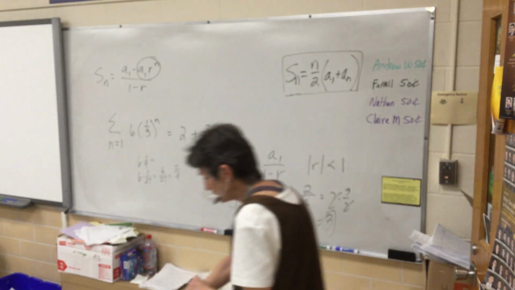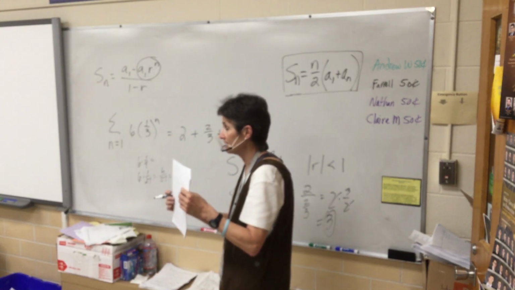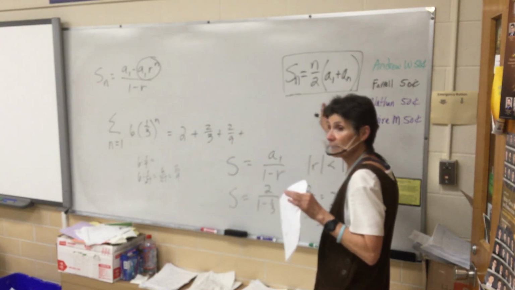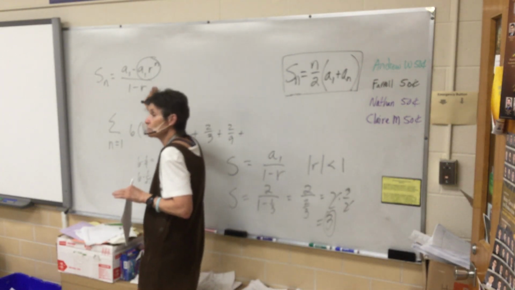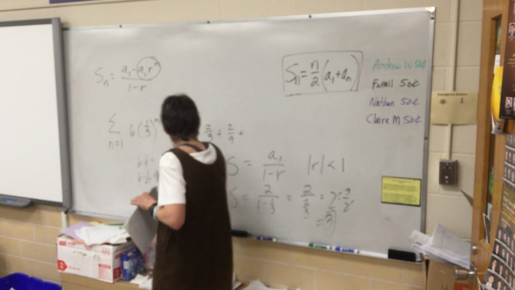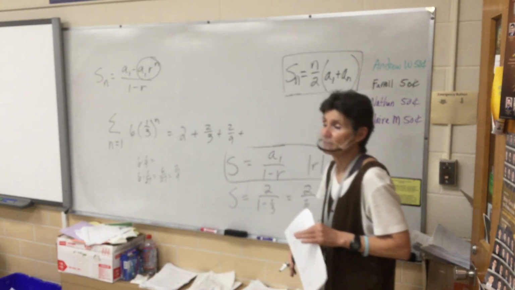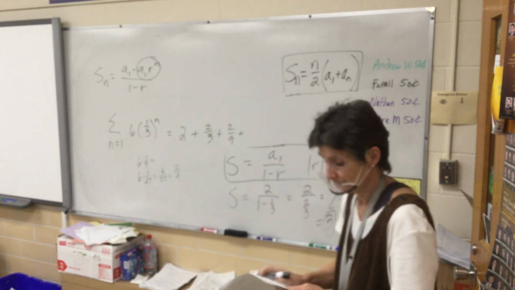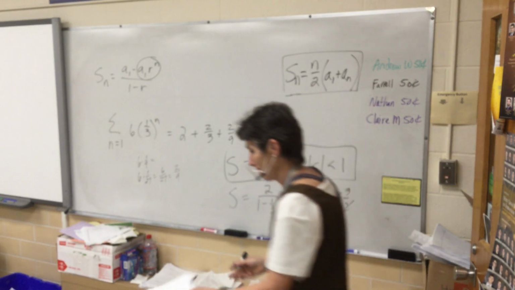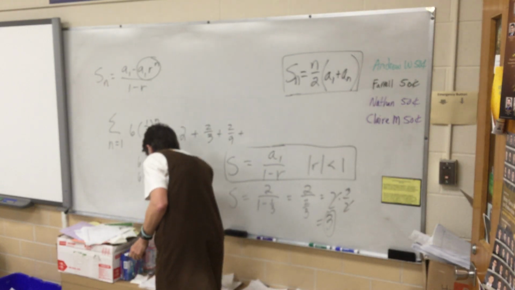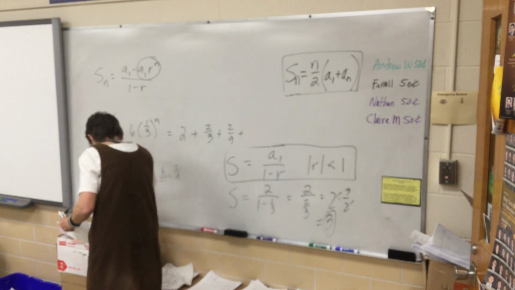So in that empty space there where it says formulas, you should have 3 formulas written. You should have this one labeled arithmetic sum. You should have this one labeled geometric sum. And you should have this one labeled infinite geometric sum. All right. Any questions so far?